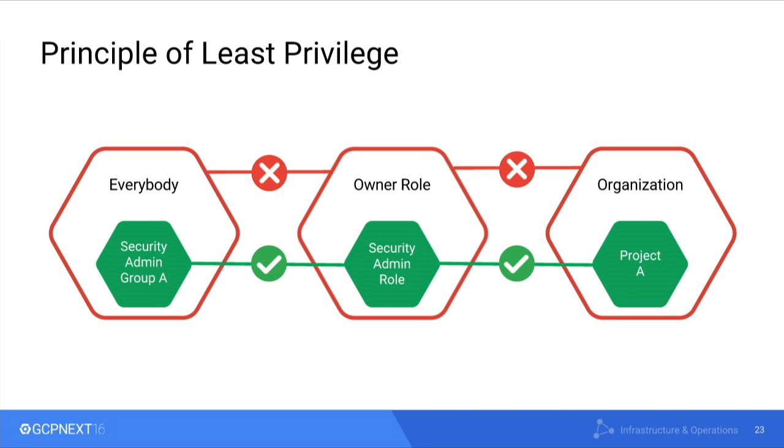What not to do is to grant everybody the owner role on your entire organization. I know we are good friends and want to share, but this is risky because then any accidental mistake or an intentional hack can just bring down your app or leak your data. So instead, you want to be very specific and very deliberate in your policies. For example, granting your security admin group A the security admin role, which allows them to change SSL certs and firewall rules on specific projects that they need to work on.